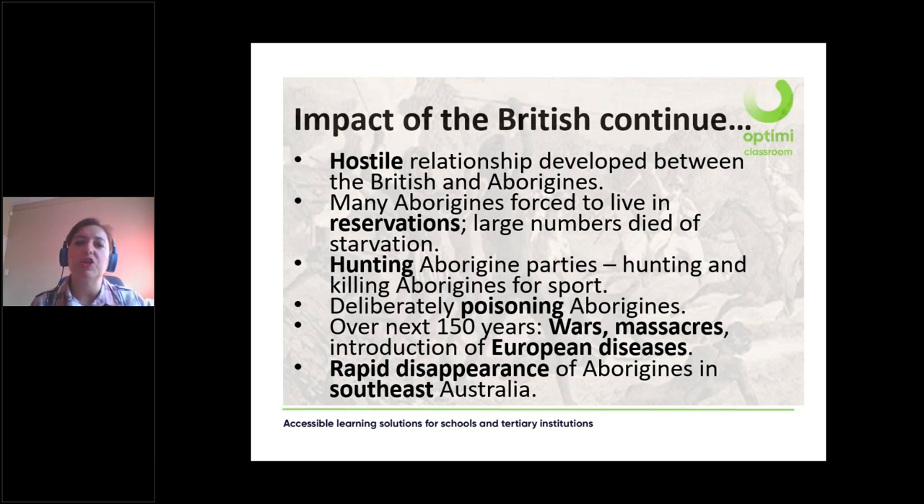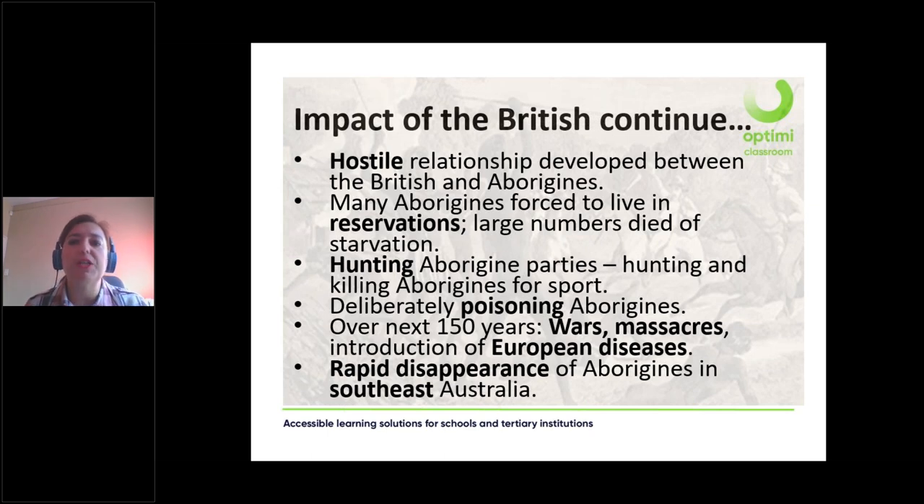Now, the impact of the British continue. Hostile relationships developed between the British and the Aborigines. Like in most countries where Europeans try to settle and take over and so forth, obviously the indigenous people will receive smaller parts of land to live on, and this will eventually create conflict, especially when you have people settling who have a superiority view of themselves.